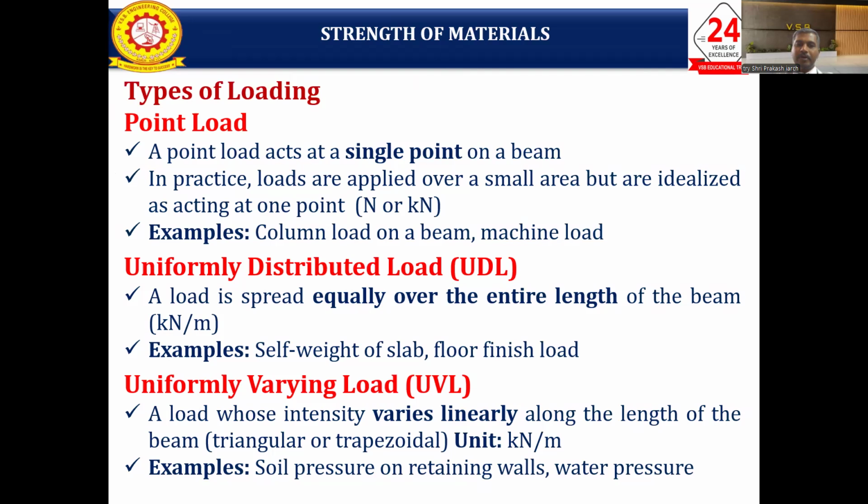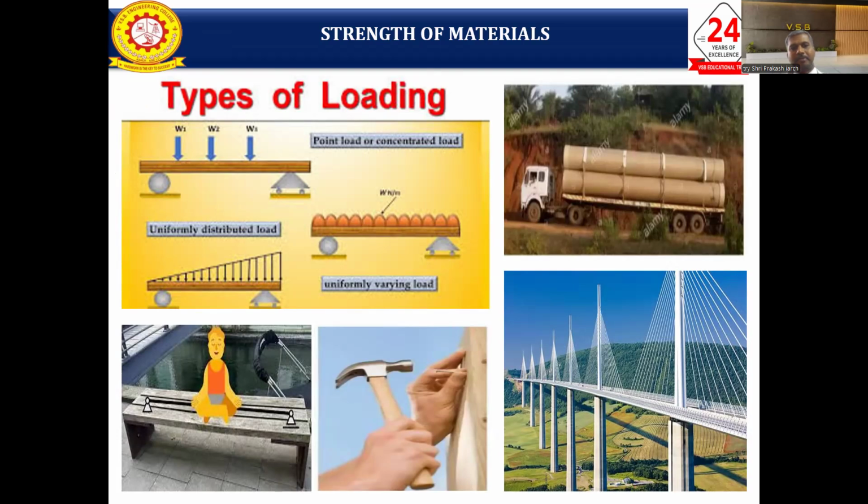Another important load is the uniformly varying load, a load whose intensity varies linearly along the length of the beam, maybe triangular or trapezoidal. The unit is kilonewton per meter. Examples are soil pressure and water pressure. These are all called uniformly varying loads. Now you can see the simple example for the point load, the uniform distributed load, and the uniformly varying load. These are the classical examples of the different types of loading systems.